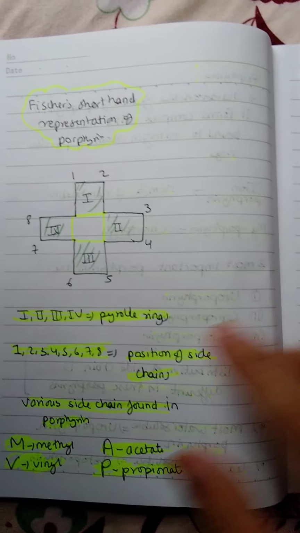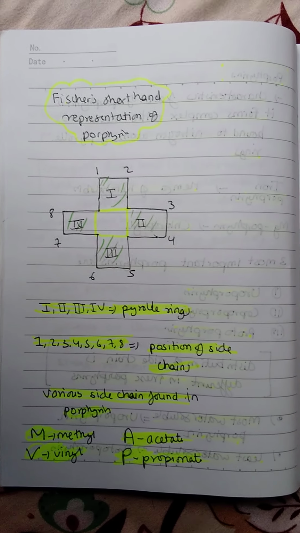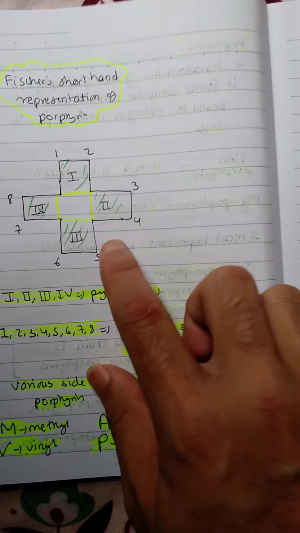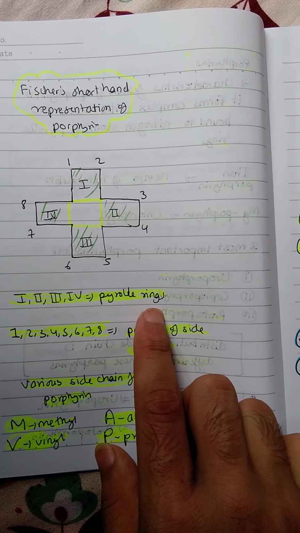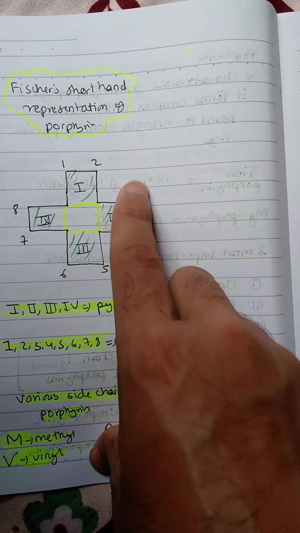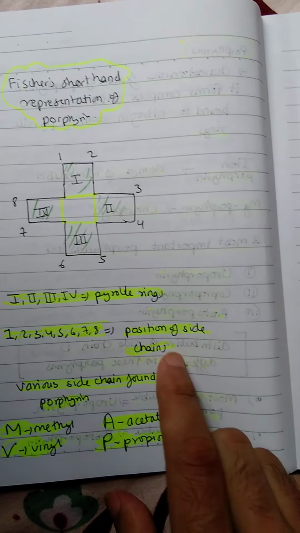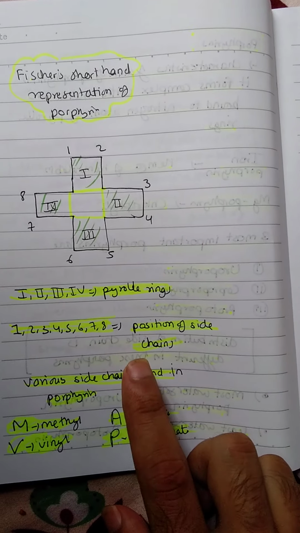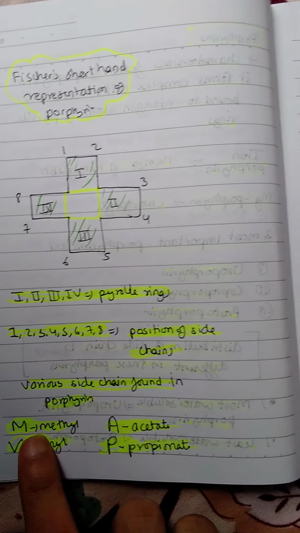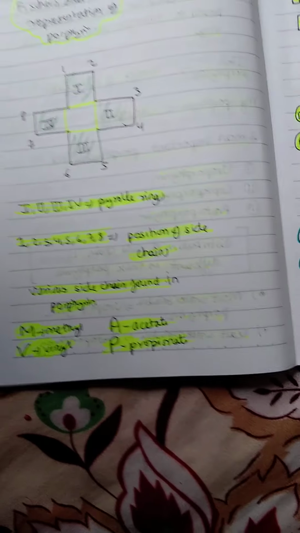So this is the representation of porphyrin on the basis of Fisher's shorthand representation. This 1, 2, 3, 4 are pyrrole rings. This Roman 1, 2, 3, 4, and this numerical 1, 2, 3, 4, 5, 6, 7, 8 are the positions of side chains. There are various side chains in porphyrin. Some of them are methyl, acetate, vinyl, and propionate.